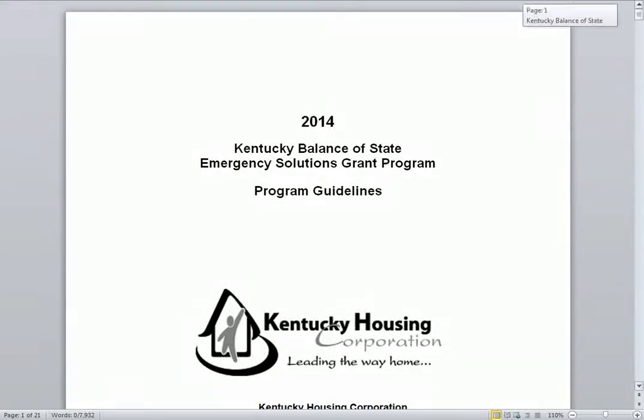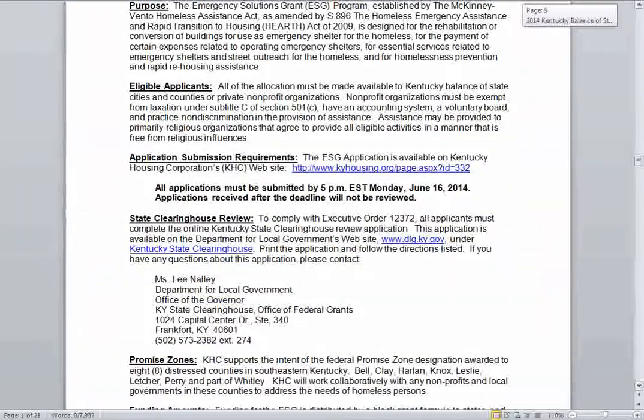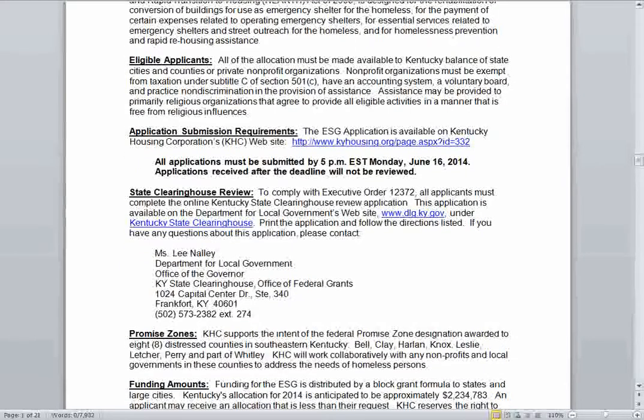First, on page 9, please note at the Application Submission Requirements section, all applications must be submitted by 5 p.m. Eastern Standard Time, Monday, June 16, 2014. This date may differ from the date originally stated in the guidelines. Please note, the correct application deadline is Monday, June 16, 2014.